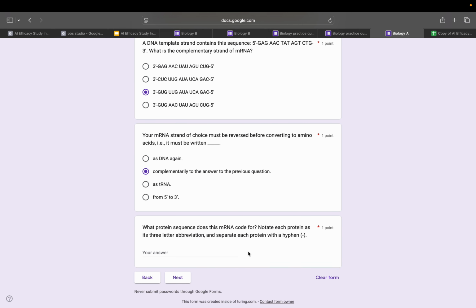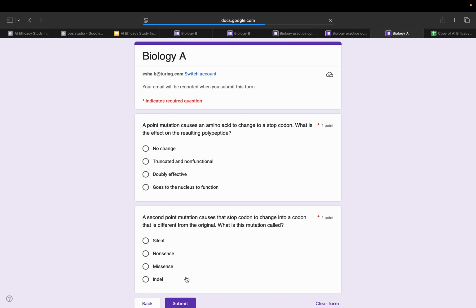What protein sequence does mRNA code for? Look at each protein. RNA is made up of U, adenine, UAC, adenine. Sorry. Yeah, they're separated by a hyphen. Each protein. Let's go with A. Therefore, I think this answer is incorrect, but that's the only thing I remember.